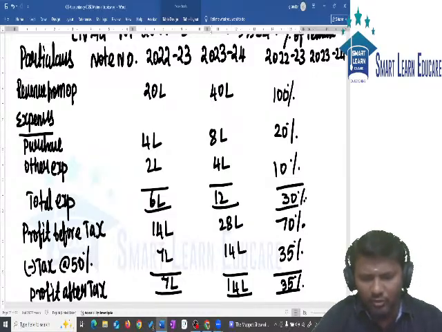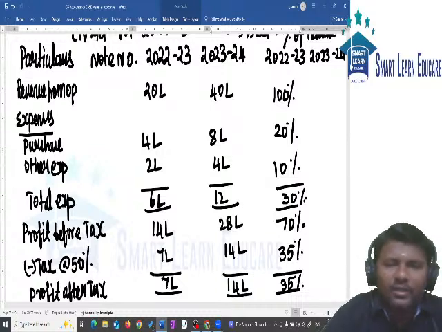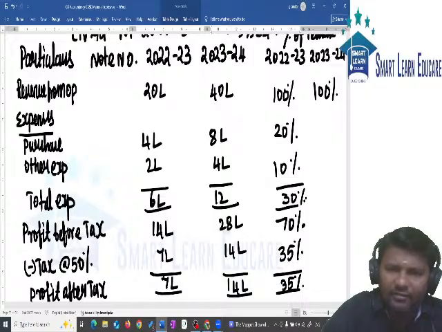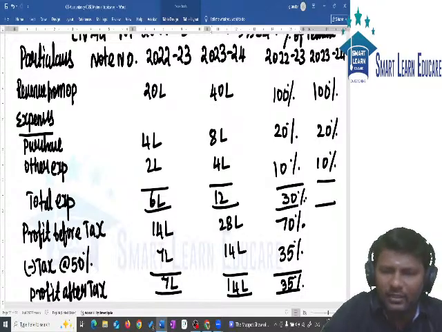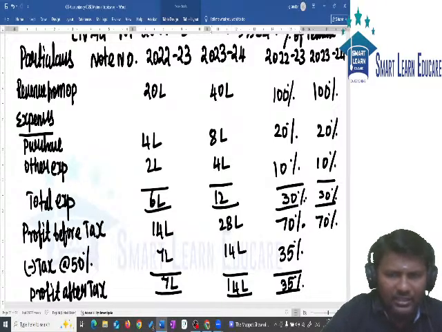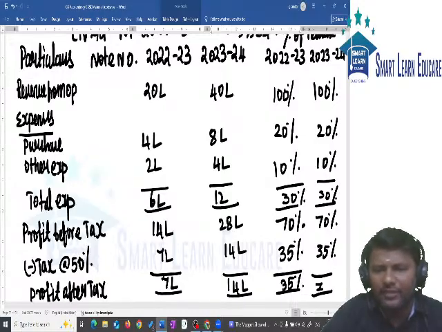Same information you should write for second year also. What is for second year? The revenue represents 100 percentage. Same thing will come. 8 lakh divided by 40 lakh will give you 20 percentage. 4 lakh divided by 40 lakh will give you 10 percentage. This will give you 30 percentage, and this profit is 70 percentage, and tax will be 35 percentage, and your profit after tax will be 35 percentage. That's all.